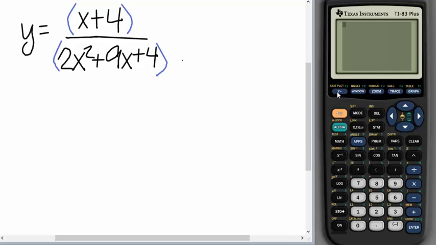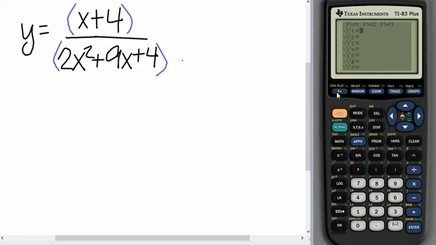You're going to hit the y equals button because we're going to ask it to graph it for us. You're going to type it in just the way it is here. So open parentheses, here's your x button right here, x plus 4. Close your parentheses, divided by for the fraction, and open your parentheses again. 2x squared, or you can use the carets, plus 9x plus 4, and close your parentheses. In order to get this, we're just going to hit graph, and it's going to go ahead and do it for us. So you'll get this little blip of a thing on here.